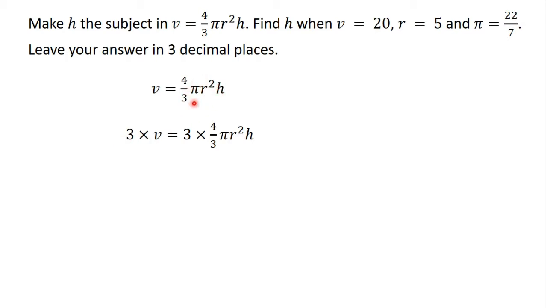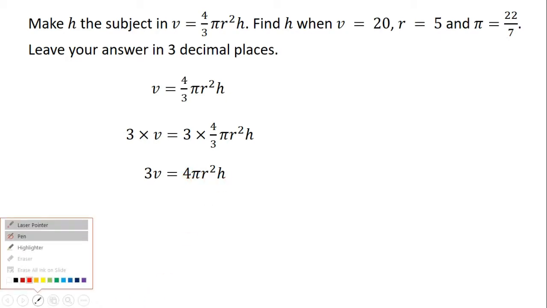On this side, this is also another term. So you multiply this term too by the LCM. Now, when you multiply this term by the LCM, you see that 3 will cancel 3 to give us 1. So you have 3 times v, which is 3v. 3 has cancelled 3 to give us 1. So you are going to have 1 times 4. That will give us 4 pi r squared h.